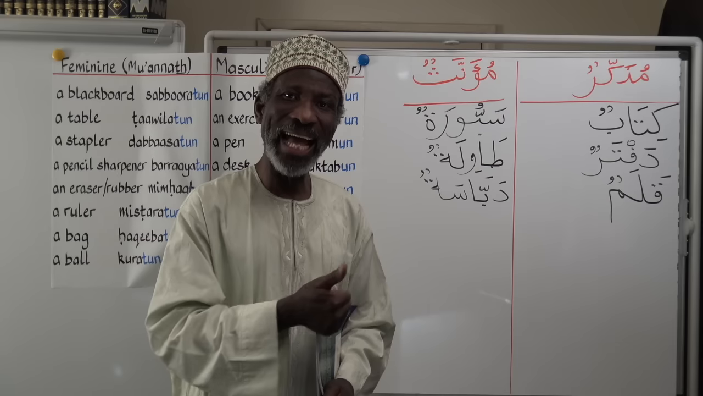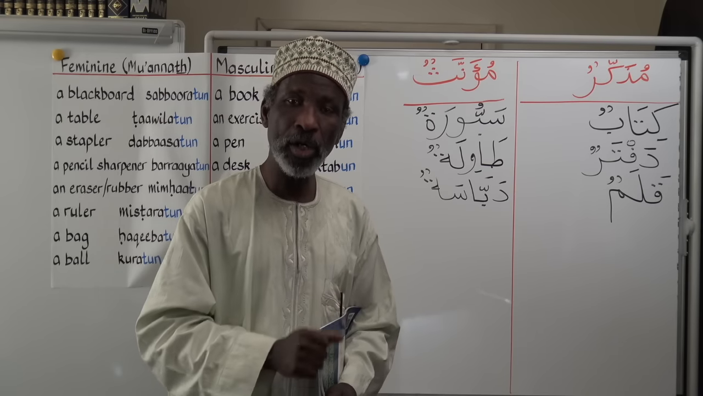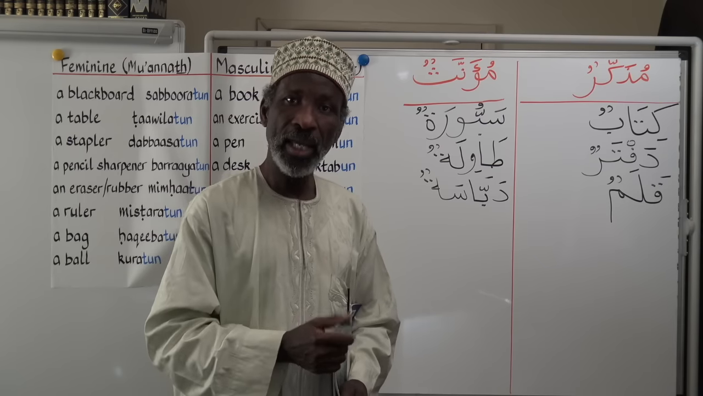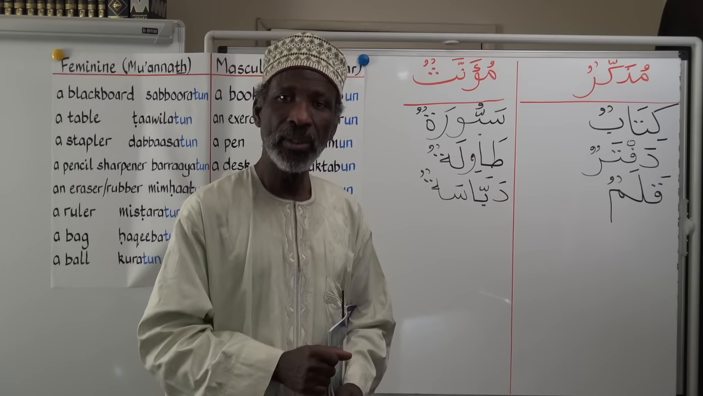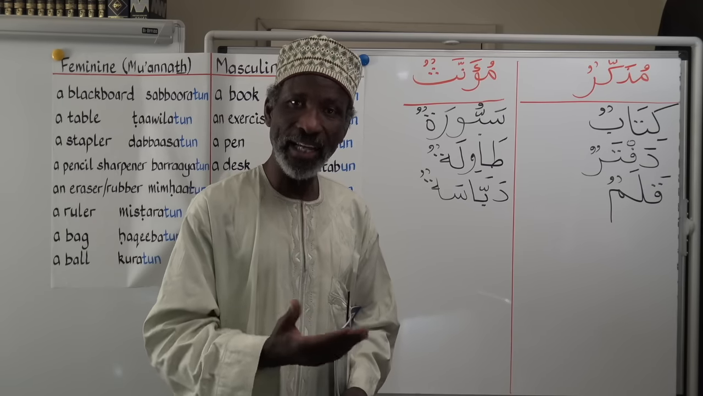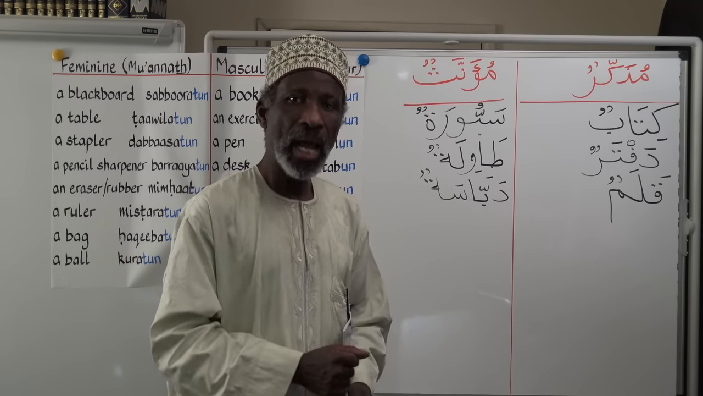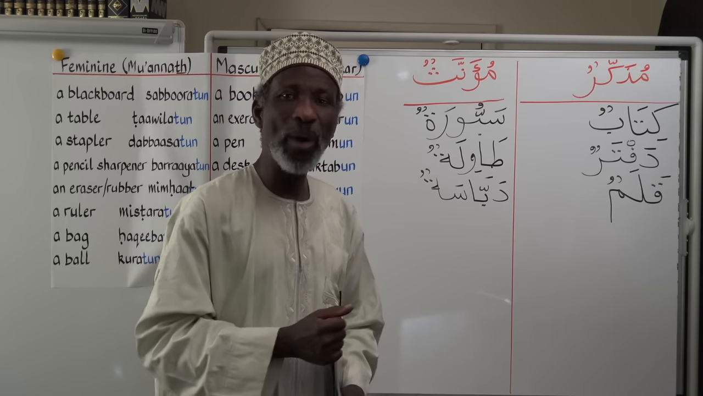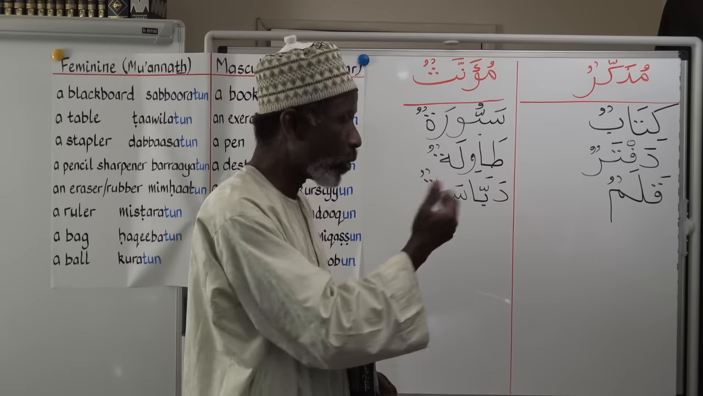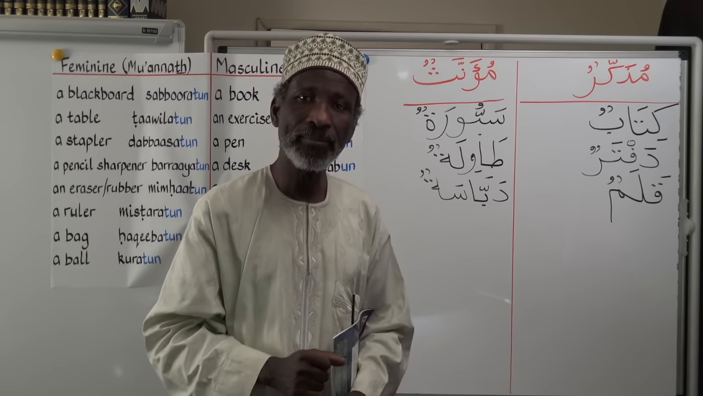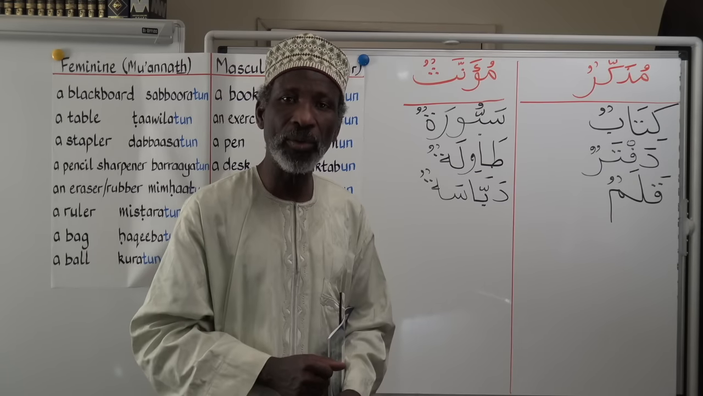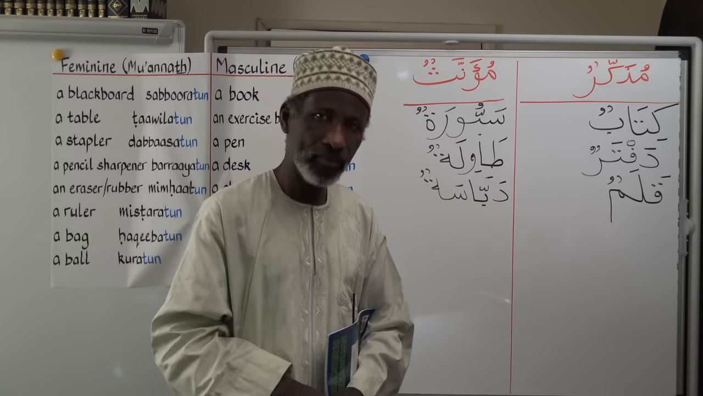We have kitabun, a book. Saburatun, a board. Daftarun, an exercise book. And we have tawilatun, a table. Qalamun, a pen. And dabbasatun, a stapler.